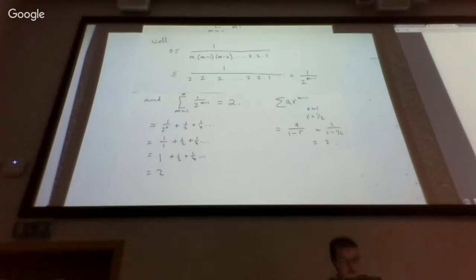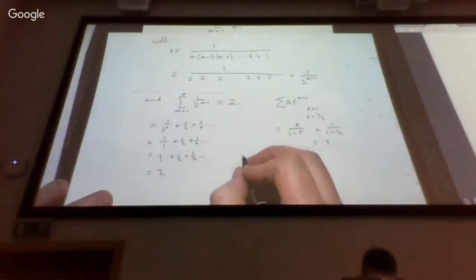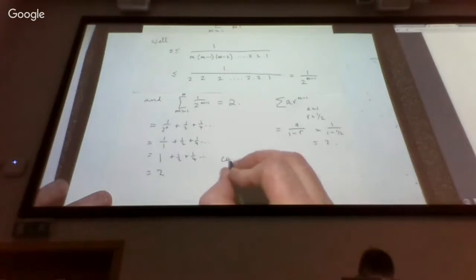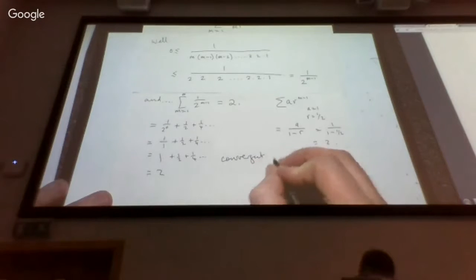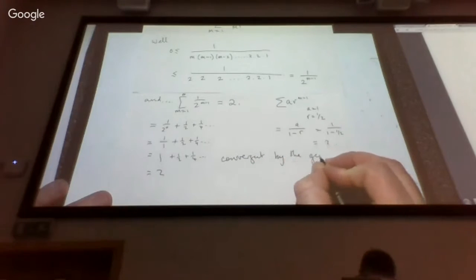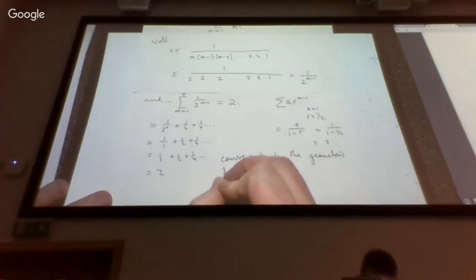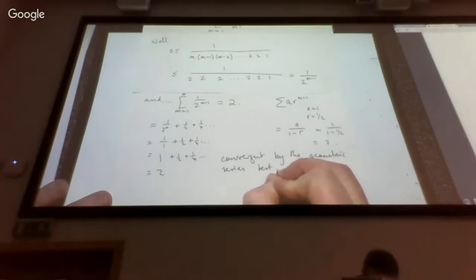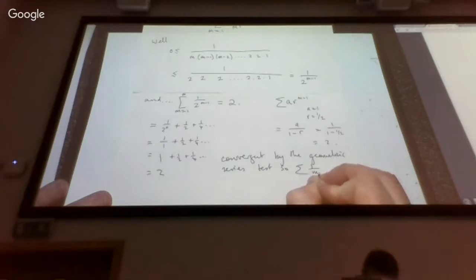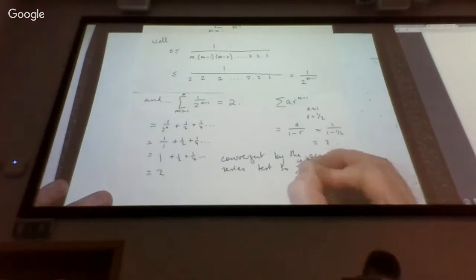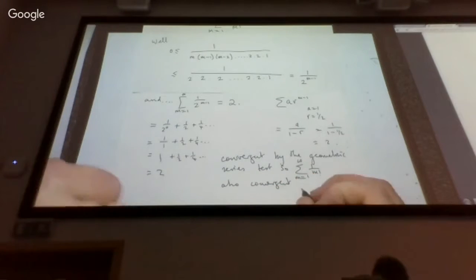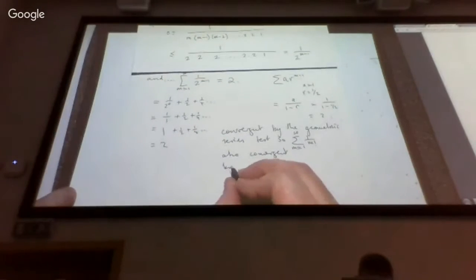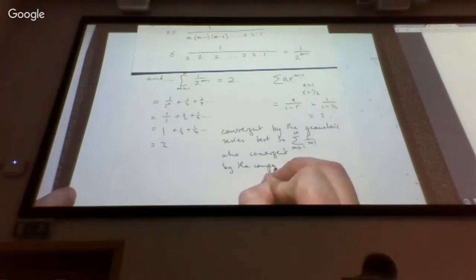It is convergent. So by the comparison test, so is ours. This is convergent by the geometric series test. So the sum of 1 over m factorial from m equals 1 to infinity is also convergent by the comparison test, standard comparison.